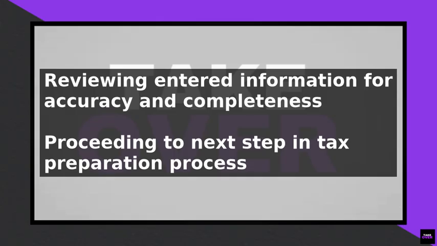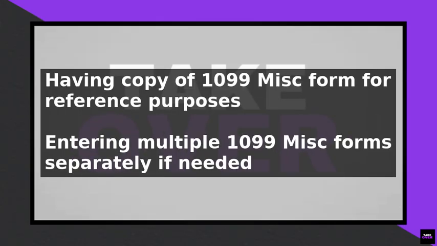It is also important to note that you will need to have a copy of your 1099 Misc form in order to complete this process, as you will need to reference the information on the form to enter it into TurboTax. Additionally, if you received multiple 1099 Misc forms, you will need to enter each one separately.